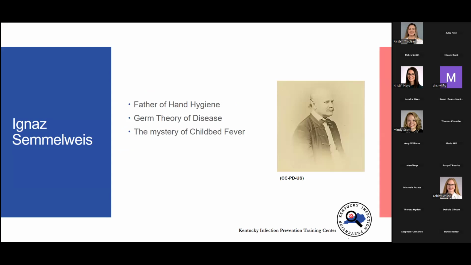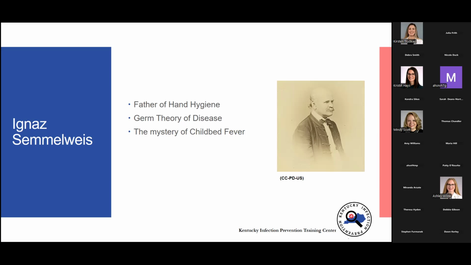During this time period, some historic figures, we had Ignaz Semmelweis. He's the father of hand hygiene. He did subscribe to the germ theory of disease, and because of that, he was able to solve the mystery of childbed fever. He was a doctor, and he delivered babies, and he determined that many mothers, after delivering a baby, would have childbed fever, and many of them would die. And it wasn't happening with the midwives. So he could not determine why with the medical doctors there were more deaths, but with the midwives there weren't.